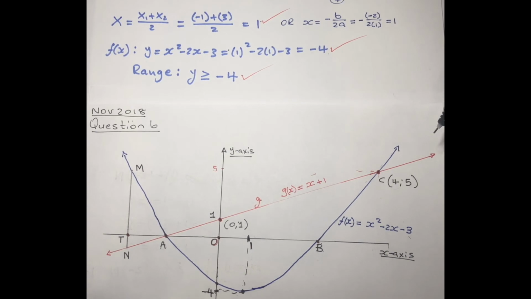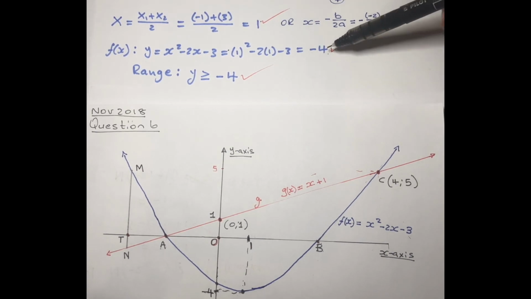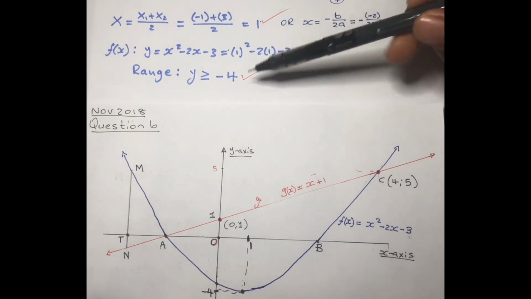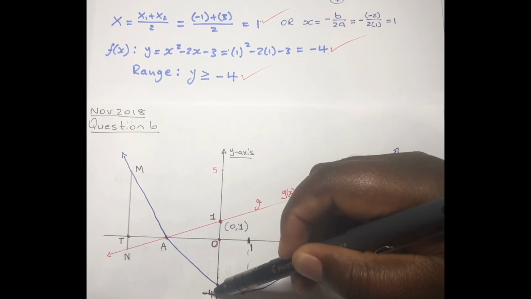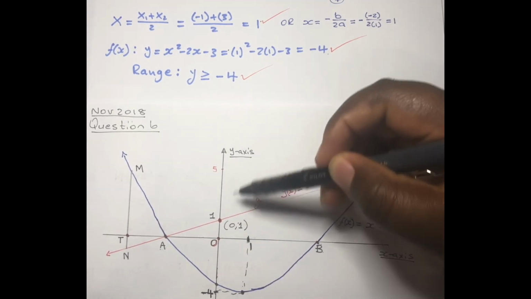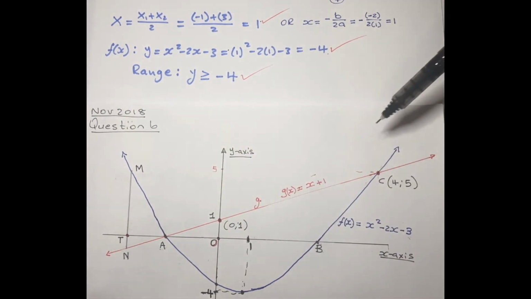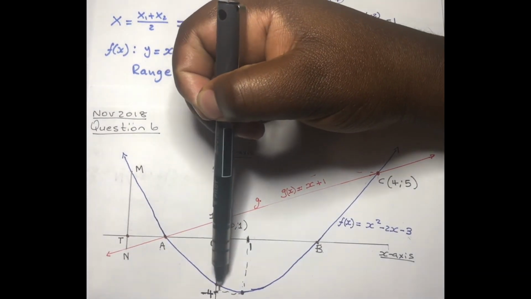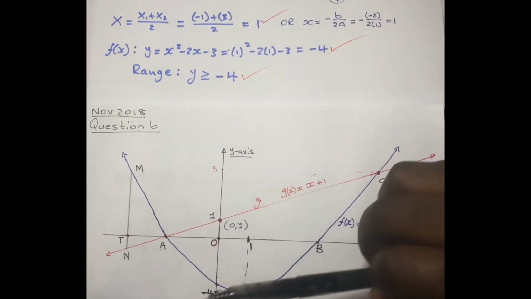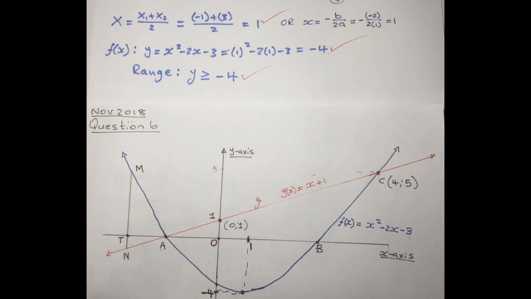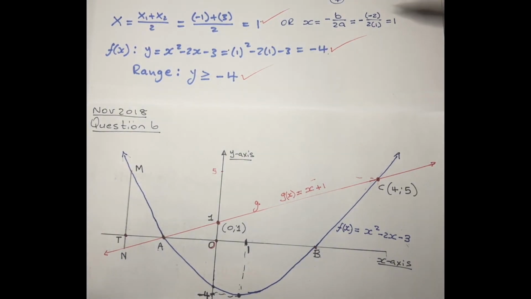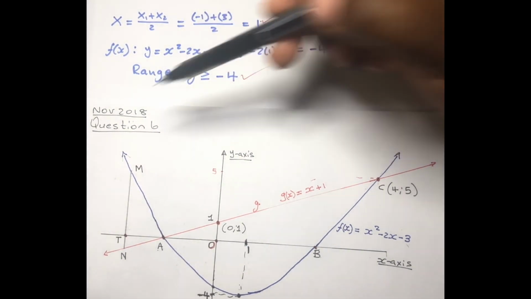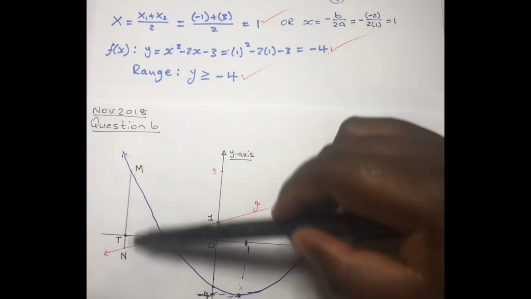Now since we calculated the y value of the turning point, we can make our final comment to say that from this point where y is negative 4 going up is the range of this graph. This graph ranges from negative 4 going up to infinity because it keeps on going. Because of these two arrows there, it indicates that this graph keeps on going up. But we ended it there because we are only interested in this portion of the graph.